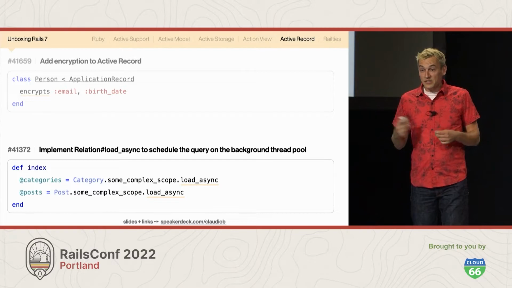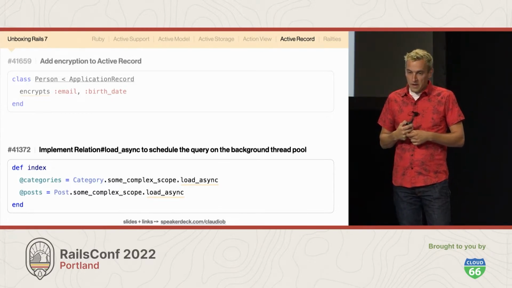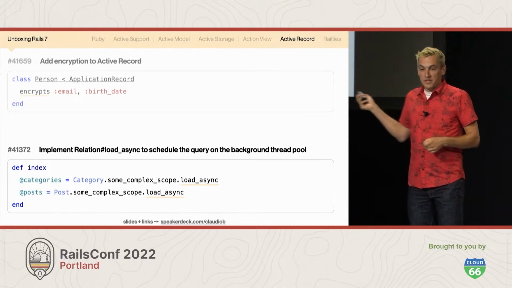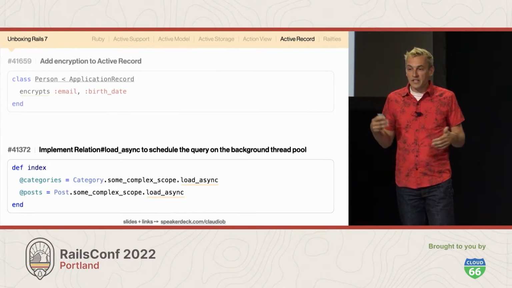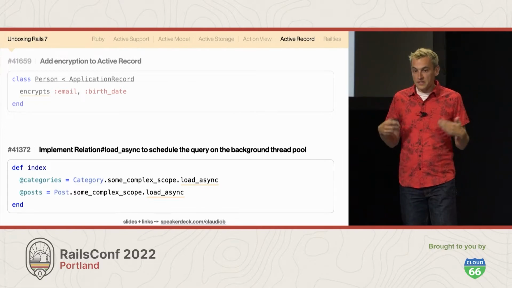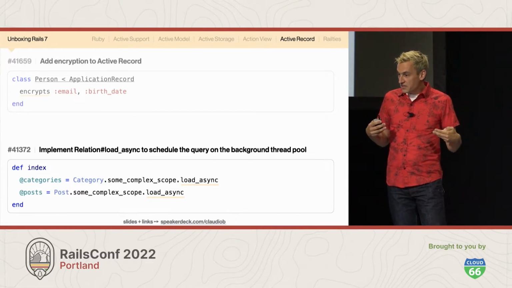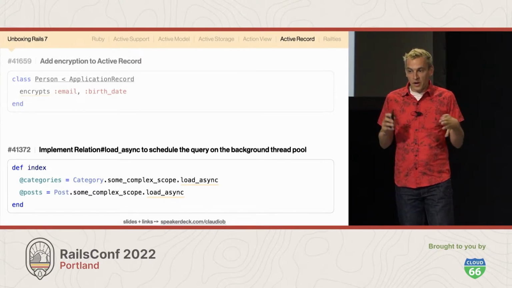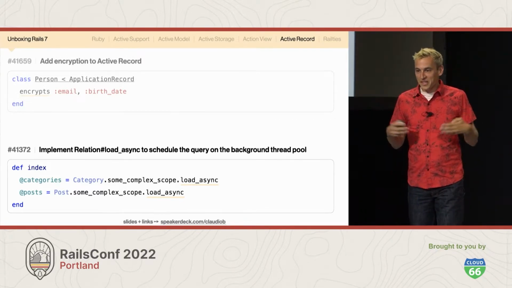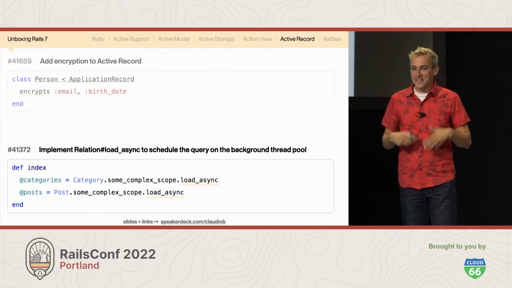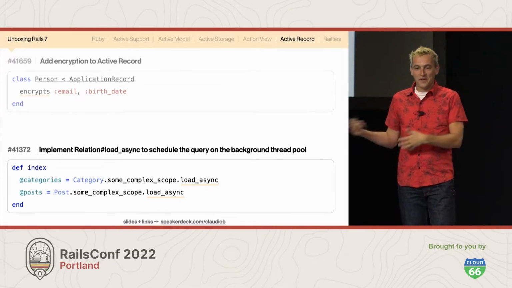Here's another addition to Active Record, another method called load_async. So let me explain this code. This is just like an index page where we want to display some categories and some posts. So we're going to make a request to the database to give us all the categories. And then we're going to wait. Maybe that call to the database takes 5 seconds. Then we're going to ask for some posts. Maybe that's going to take another 5 seconds. And then we're going to render the page.